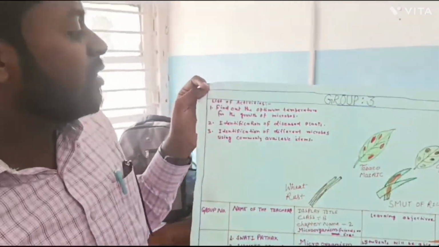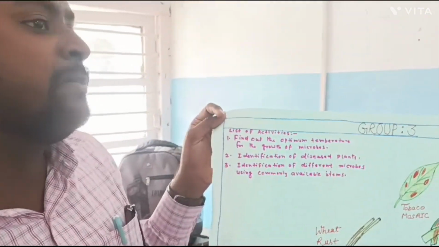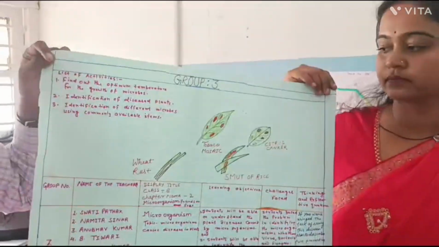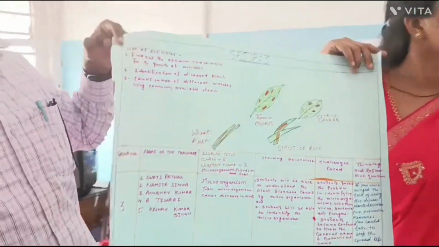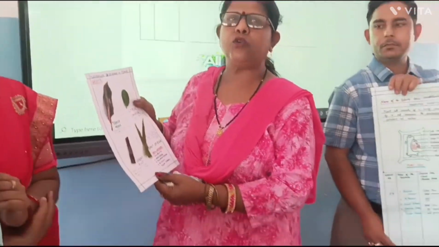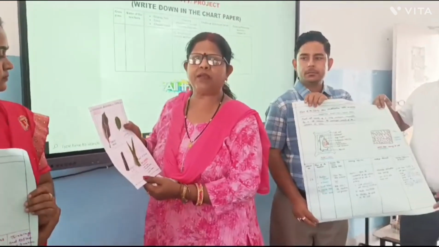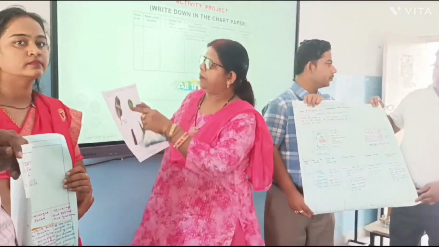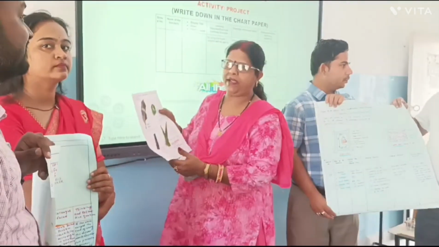In this activity, we perform identification of diseased plants. Namita ma'am will demonstrate how to identify the different diseased plants. Explain, please, ma'am. We are seeing so many diseases in the plants. It is due to the pathogens. Actually, pathogens are the microbes. They are causing the disease in the plants. Look at microorganisms that cause disease in plants.